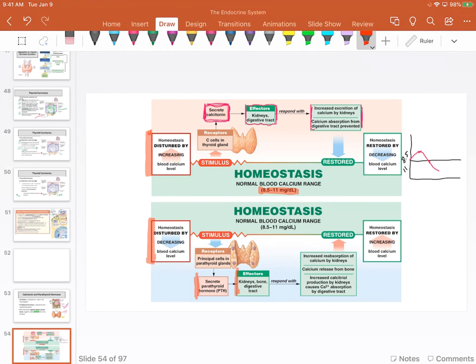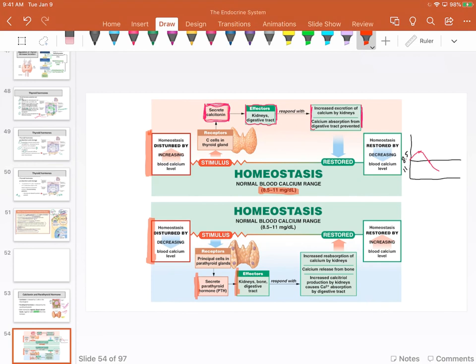If you said you want your kidneys to excrete less calcium, you are correct. How about the digestive system? How do I want my digestive system to respond? If you thought in your head, oh, I want the digestive system to absorb more calcium, you are correct. Both of those situations would help to restore calcium levels in the blood.